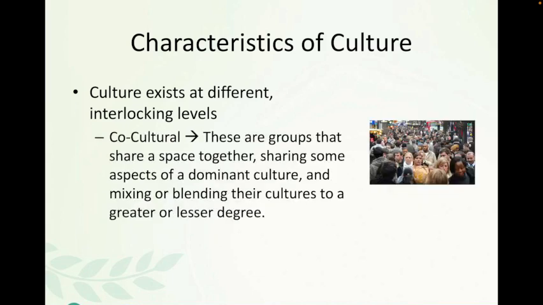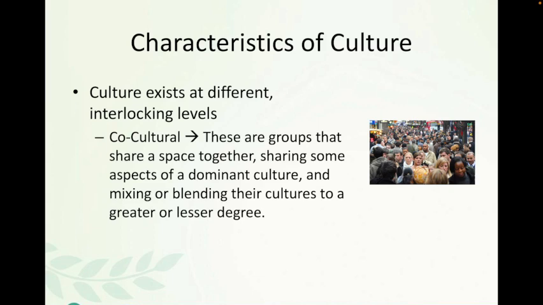Okay. So we also have another concept called co-cultural. In co-cultural, these are groups that share a space together, sharing some aspect of a dominant culture and mixing or blending their cultures to a greater or lesser degree. So in co-cultural, we have two or more cultures where there is a greater or dominant culture than the others. It doesn't exist side by side, but it actually exists in a greater or lesser degree.